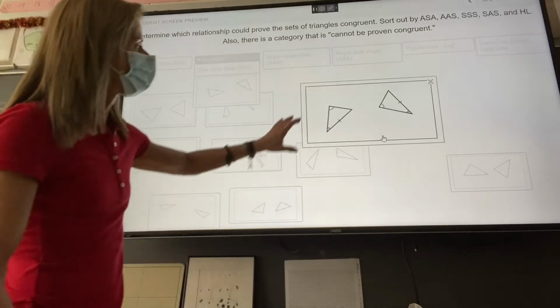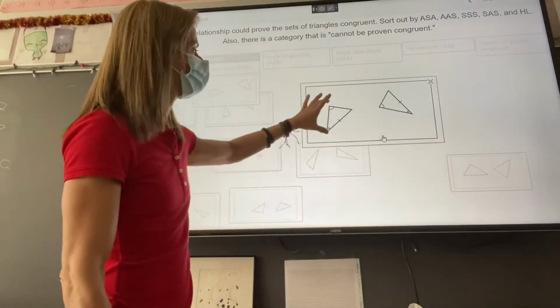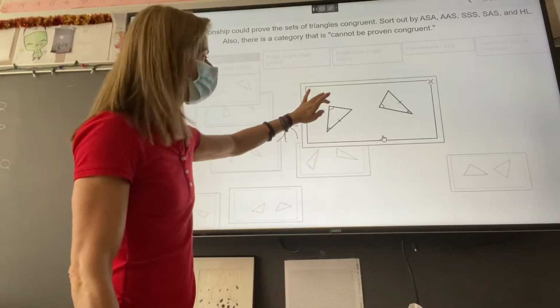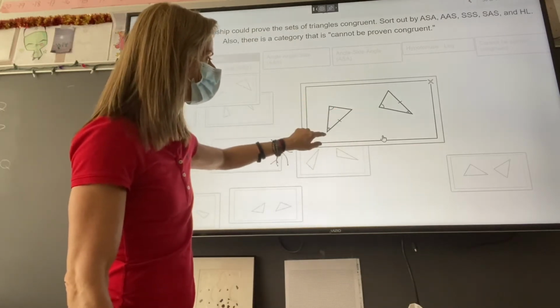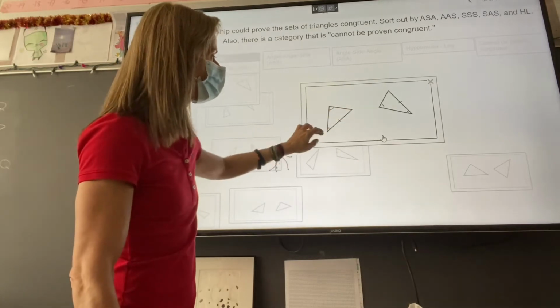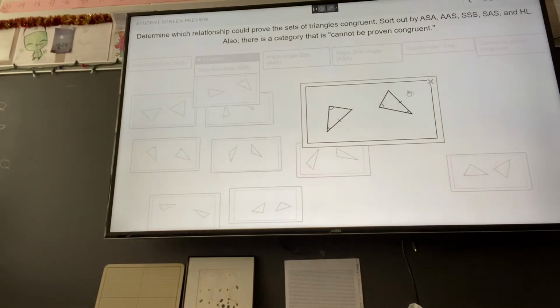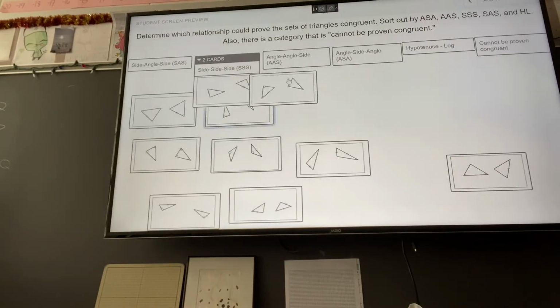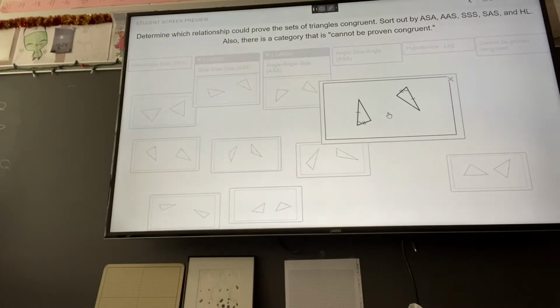So we have 2 angles and a side, but the side is not included. It's on the outside of the 2 angles. So we have, what's this called? Angle, angle, side. Beautiful. Someone correct me if I make a mistake, put it in the wrong place.